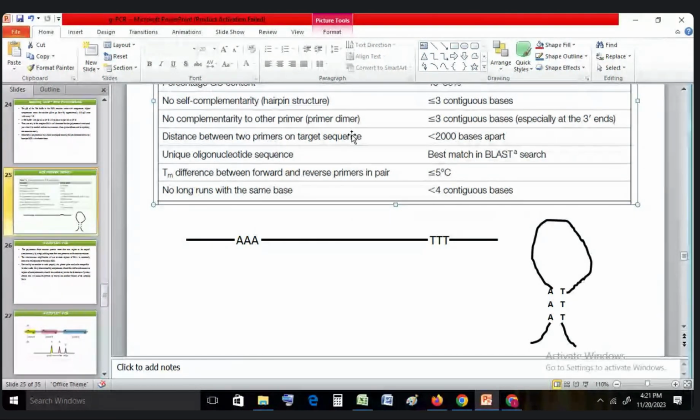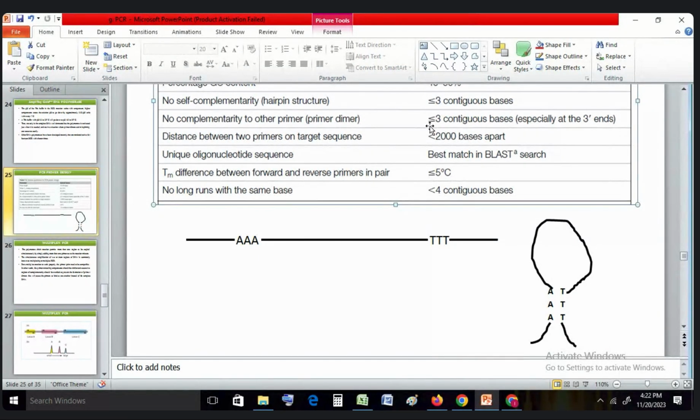Okay, next thing is the distance between the two primers on the target sequence. What is the size of the PCR product? You should not have a PCR product like 10 kilobase or 20 kilobase. The polymerization by this type of DNA polymerase is not that stable. They will not polymerize such long sequences. So you have to have a desired length less than 2000. Usually in most cases, 300 to 700 or 300 to 800 base pairs is good enough.